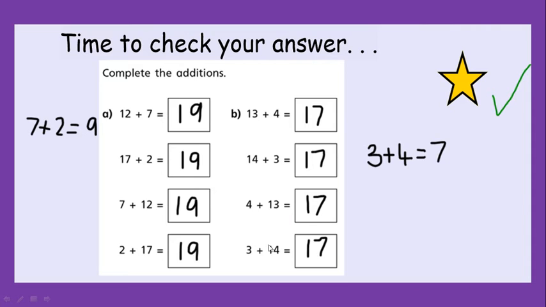Oh, this is amazing. And then the last one, a different one again. 3 add 14 this time. But look, 3 add 4 is 7. So if we take the 10 and we add it to the 7 we've just made with our number bond, we've got 17 again. That is amazing, that is.